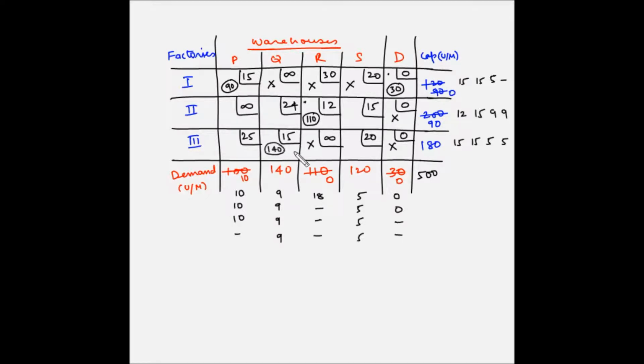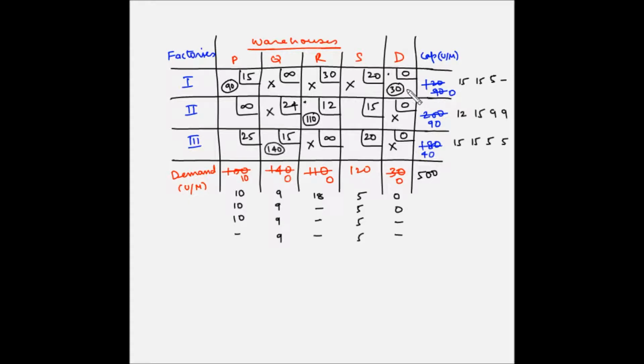So with this allocation, the remaining supply capacity at factory number 3 becomes 180 minus 140, which is 40 units, while the remaining demand at warehouse Q becomes 140 minus 140, which is 0 units. Now since the entire demand at Q has been met with this allocation, we'll cross off the remaining squares indicating that they are no longer required to be allocated. Now let's redetermine the row and column differences.